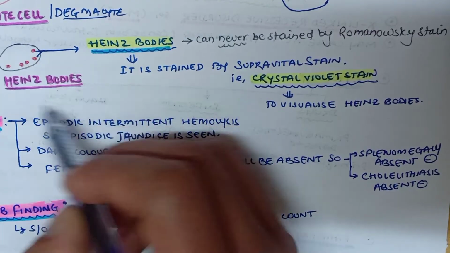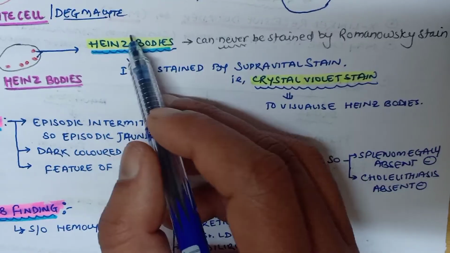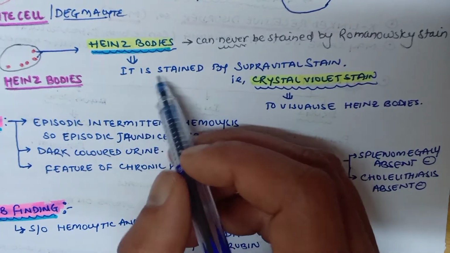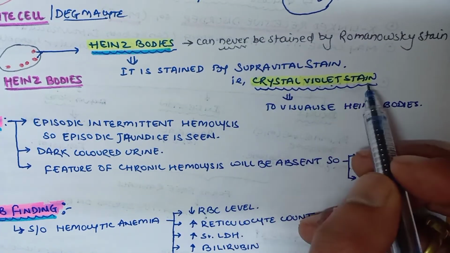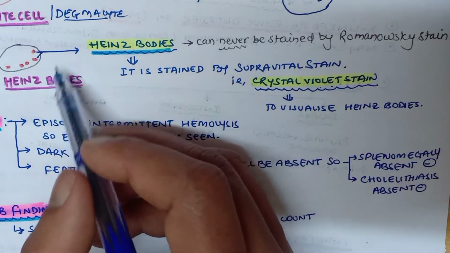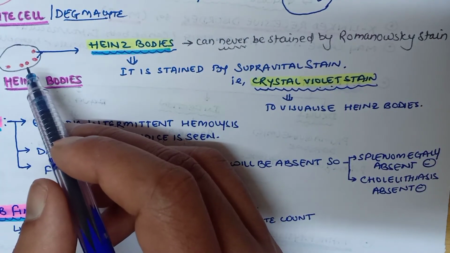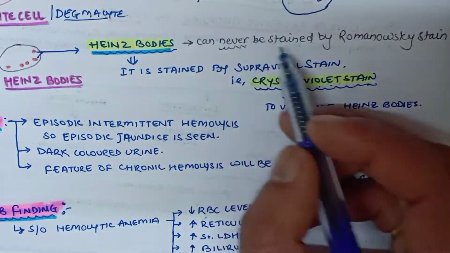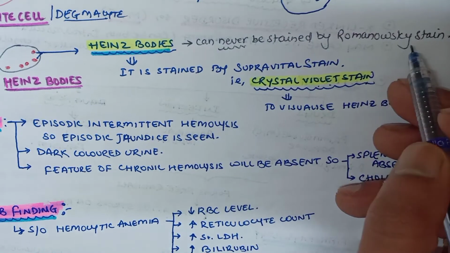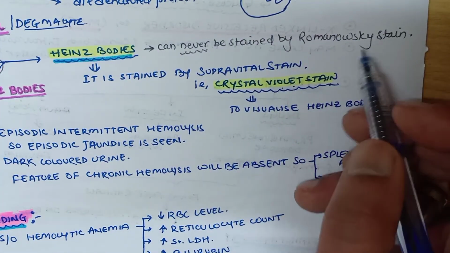You can also see Heinz bodies. Heinz bodies are best stained by a supravital stain, that is crystal violet stain. In order to visualize these Heinz bodies, you have to stain them by a supravital stain, that is crystal violet stain. Heinz bodies can never be stained by Romanowsky stain.